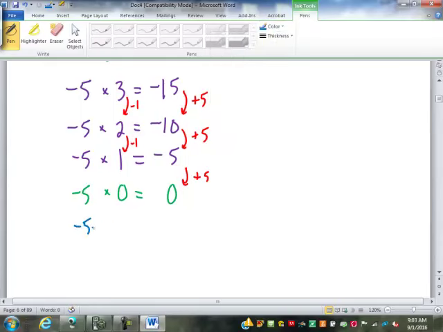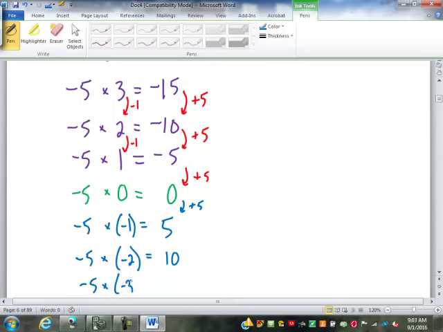I keep my negative 5 here. If I reduce this by 1 again, it's going to be now times negative 1. This has to go up by 5, which would be a positive 5. Negative 5, we're going to reduce this to a negative 2. This would have to go up by 5 again to be a positive 10. Negative 5 times negative 3 has to go up by 5 again to be a positive 15. This is why a negative times a negative is a positive.